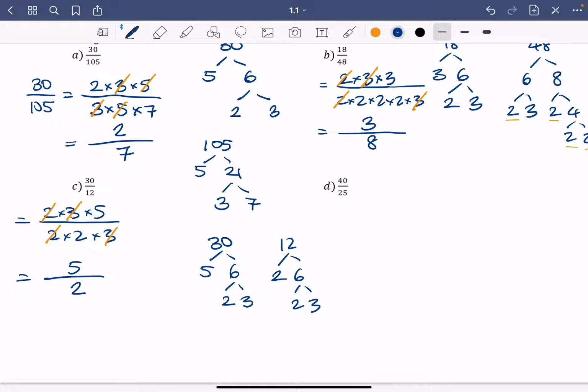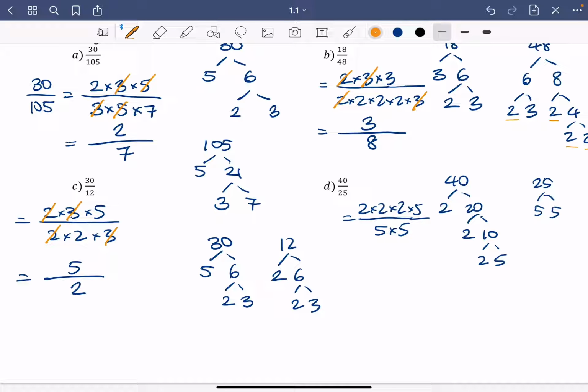Okay, last question. 40 is equal to 2 times 20, and then 20 is 2 times 10, 10 is 2 times 5, and that's it. And 25 is equal to 5 times 5. So we know 40 over 25 is actually 2 times 2 times 2 times 5 over 5 times 5. So let's cancel a pair of 5's. And what's left is 2 times 2 times 2 is 8, and the bottom will only have 5 left. So our final answer for this question is 8 over 5.